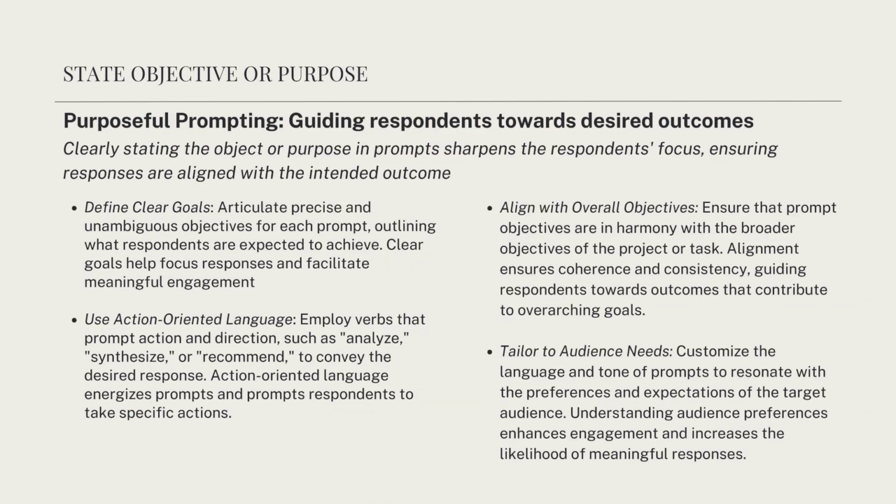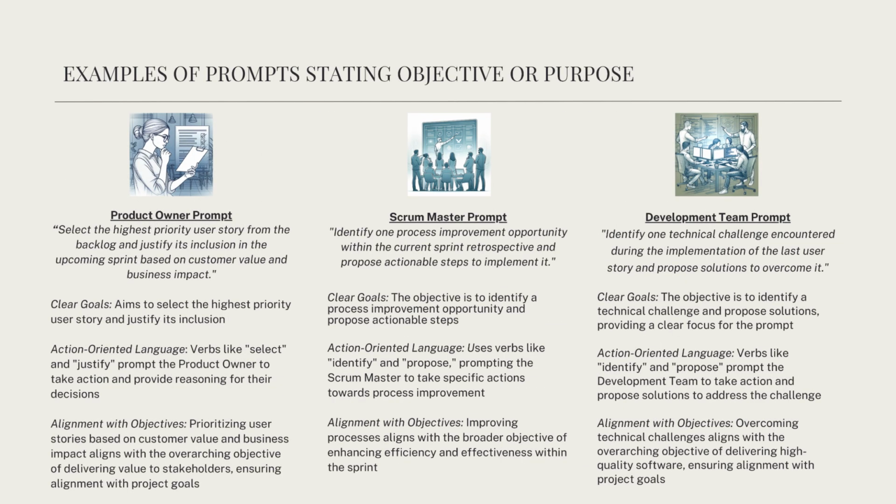Every great prompt has a purpose. Clearly stating the objective is about being upfront with the AI about what you want to achieve. Are you asking it to analyze, to summarize, to brainstorm, or to decide? Use action-oriented language that matches your goal. Analyze this data, synthesize these findings, recommend a course of action. When you are explicit about the desired outcome, you prime the AI to structure its response in a way that is immediately useful to you, saving you time and effort in interpreting the results.